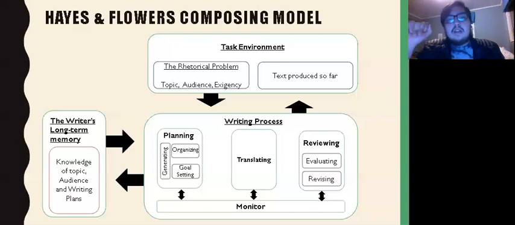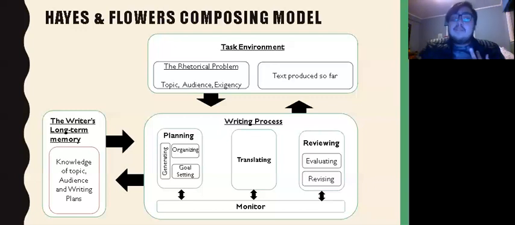The final bubble is the task environment. This is divided into two minor bubbles. The rhetorical problem that can be said is, what's the topic? Is the topic adequate?